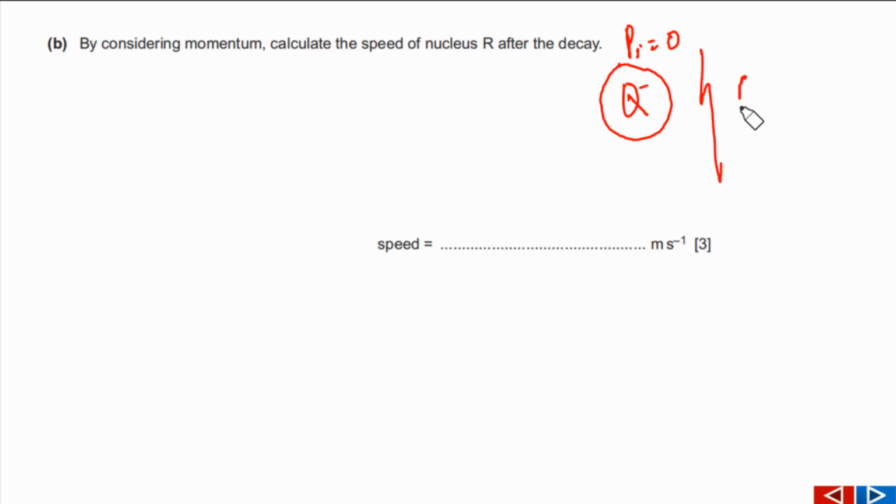Then it decays into daughter nucleus, that is R, and we have alpha particle. After decay, alpha particle will move in one direction, so it has certain momentum. To conserve momentum, R has to move in the opposite direction. So the momentum of R nucleus has to be equal to momentum of alpha but in opposite direction. And how do we calculate momentum? Momentum is equal to m times v, the product of mass and velocity. Now simply use conservation of momentum and you will be able to find the answer.